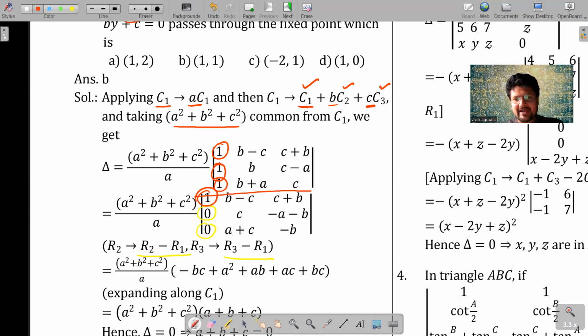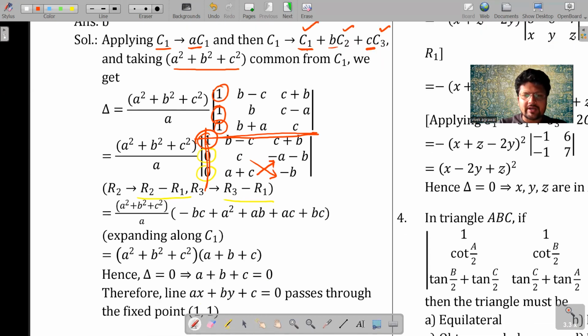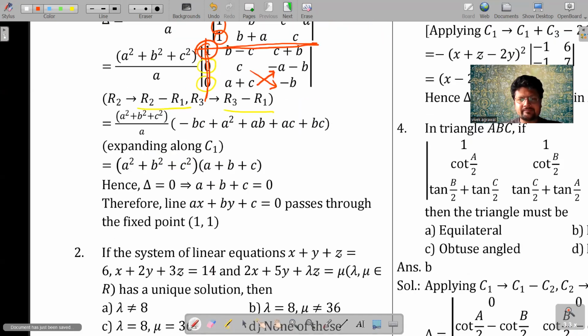So if I expand using this one, whatever column or whatever row it is in, we will forget about that. We'll multiply C into minus B minus A plus C into minus A minus B. And we solved it. And after solving, we are getting A plus B plus C is equal to 0.